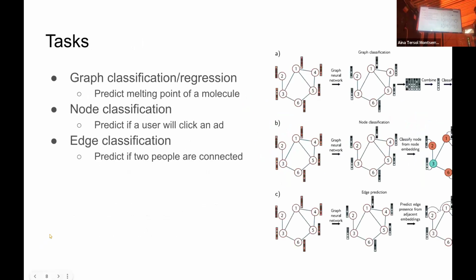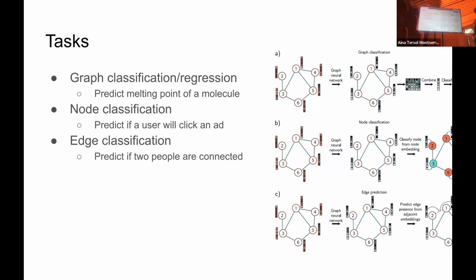So there's a bunch of different tasks that you can do with graphs. So one of them is graph classification. So you have the entire graph and you want to say something about it. So you might have a molecule and you want to say, is this toxic, non-toxic? You might want to say, what's the melting point? And so you look at the entire graph and then you come to some conclusion about it. You classify it, you do regression on it or something.